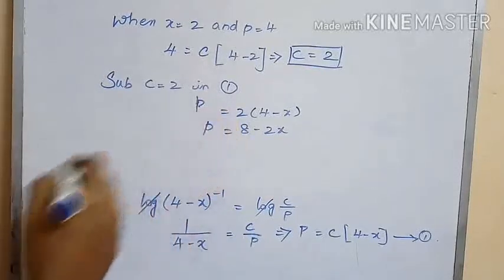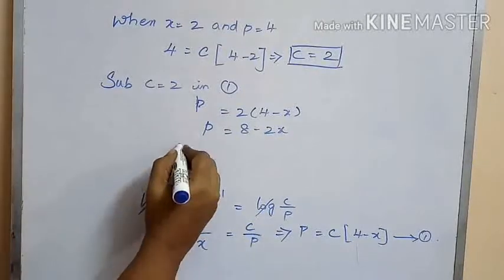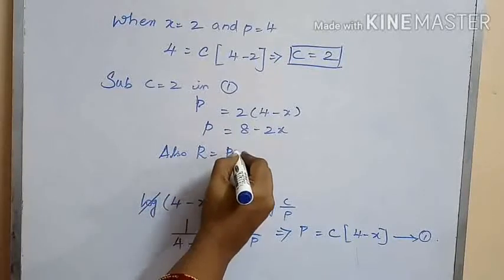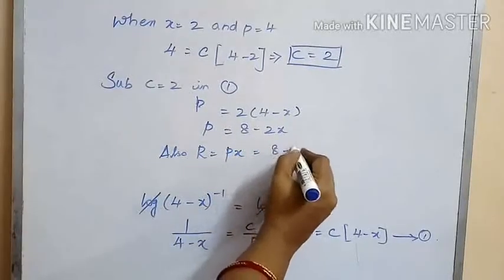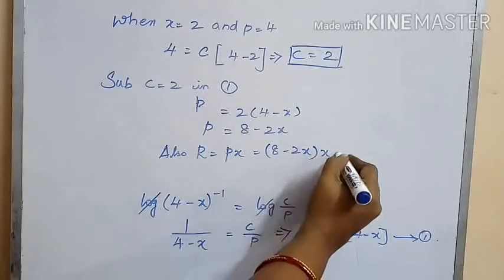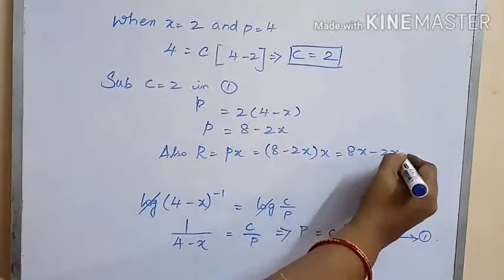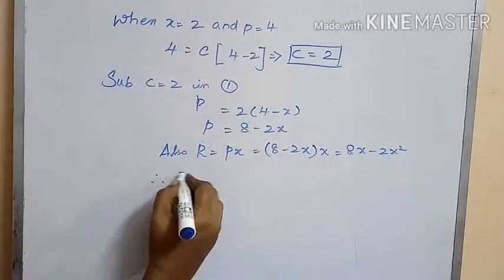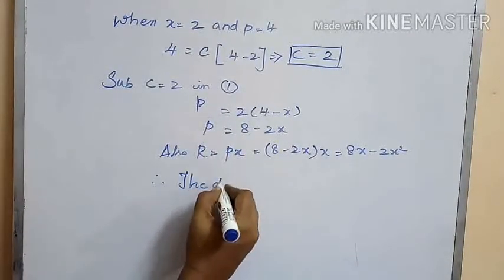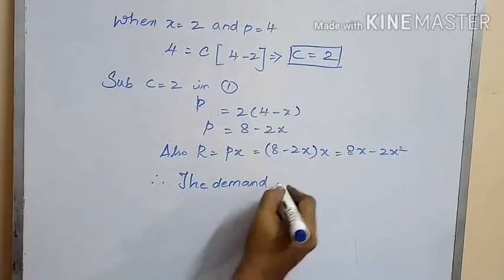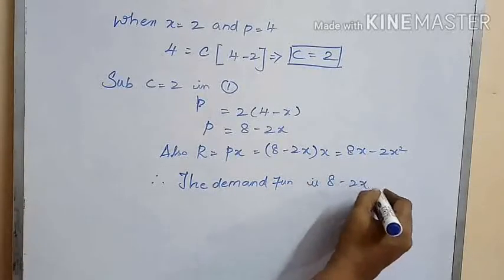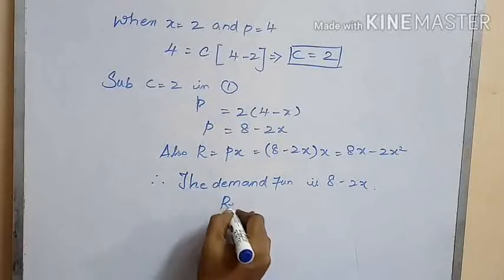Therefore the price is equal to 8 - 2x. Now let us find the revenue function R is equal to p into x. So (8 - 2x) into x, which gives 8x - 2x squared. Hence the demand function is 8 - 2x and revenue function is 8x - 2x squared.